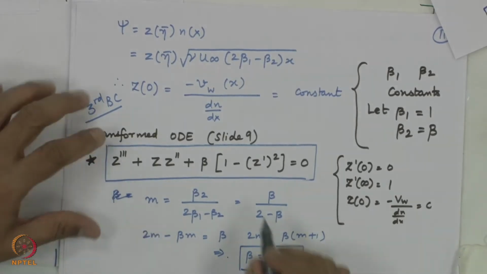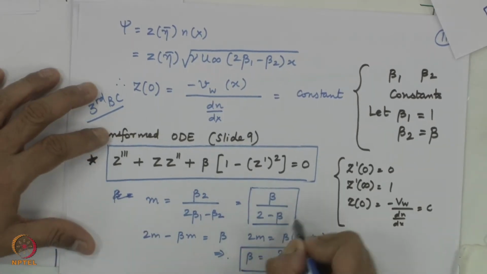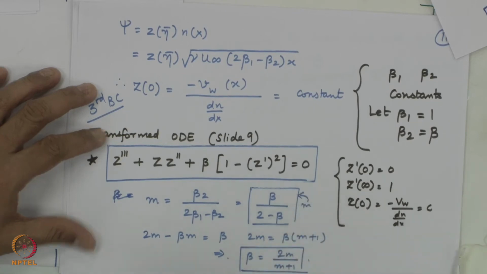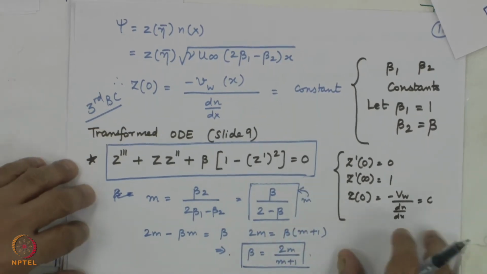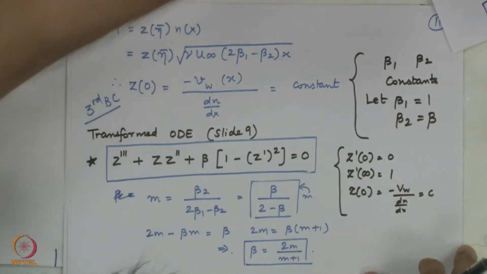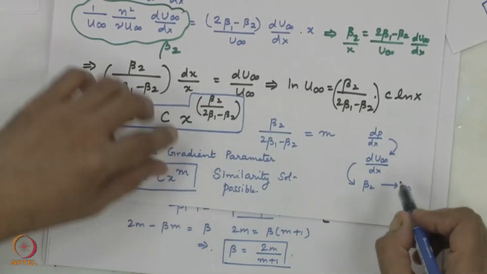This is also something which might be useful. This is m, this is beta. Okay. Now, let us go back to where we were. This now you will be able to appreciate. When I put beta 2 is equal to beta, I am coming back to this. Pressure gradient is directly related to m, and therefore, m is called a pressure gradient parameter.